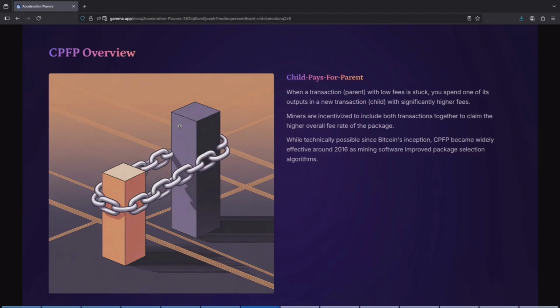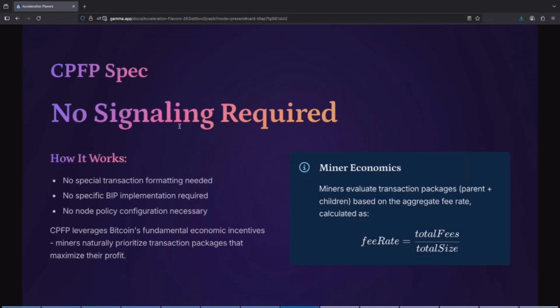What's interesting about CPFP is this was technically always feasible, as there's no strict signaling required. So there was no BIP, there is no transaction formatting or node policy that's required here. It's just good old economic incentive. If miners see that the package of these two transactions is profitable for them to mine, they're going to go ahead and mine the transactions.